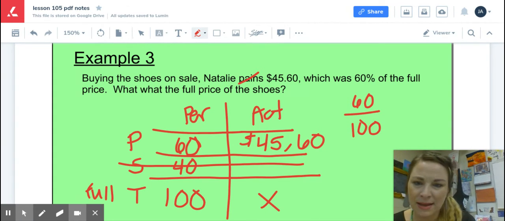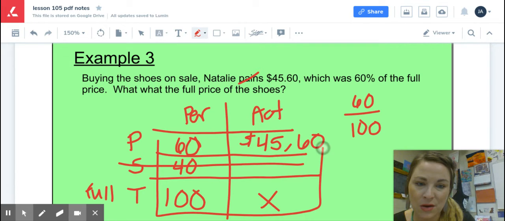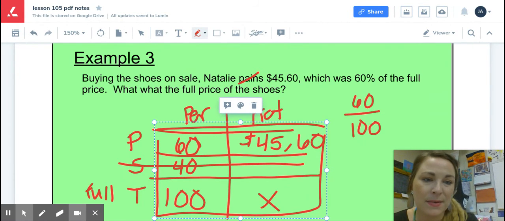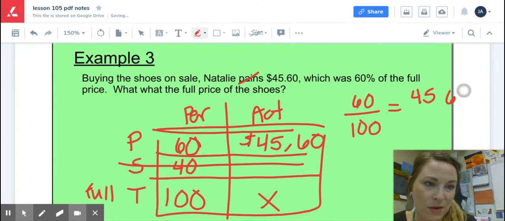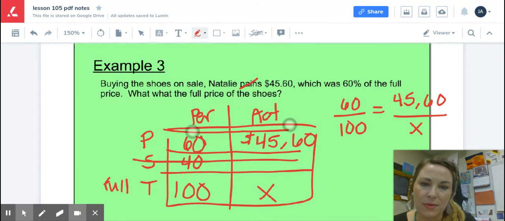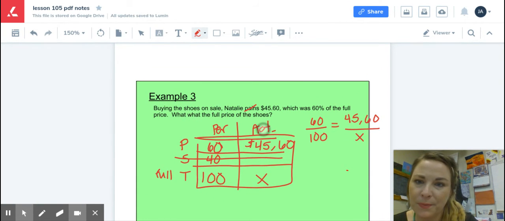Do you see where I'm getting that? I can cross out that middle box. The x is what they're asking us. The x is what they want us to know. If you look at this here, we have 60 over 100, 45.60 over x. That's, again, my decimal. Okay, so I'm going to zoom out a little bit, get myself some more room.